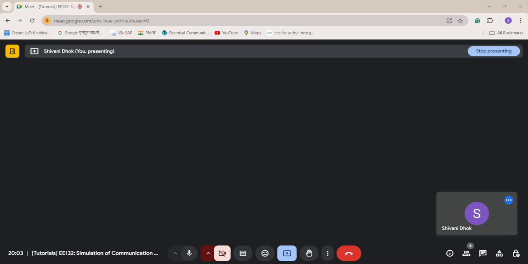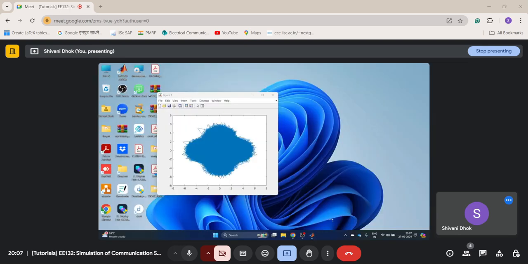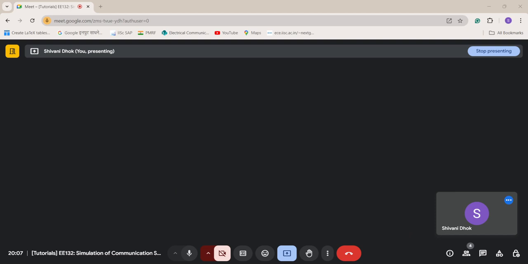So now if I run this, I'll get some plot which is something like this. Now if I plot this y, let me do it a little bit nicely, plot y comma. So this is your PSK constellation. Of course it is overlapped, so that's why it's coming something like this.